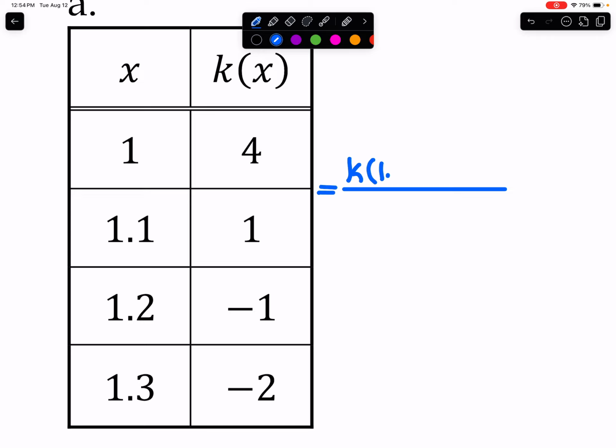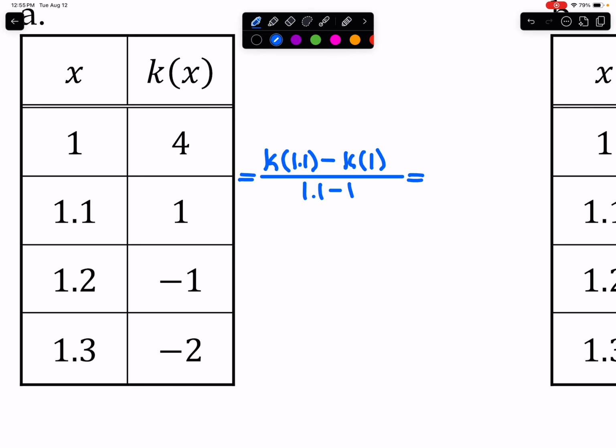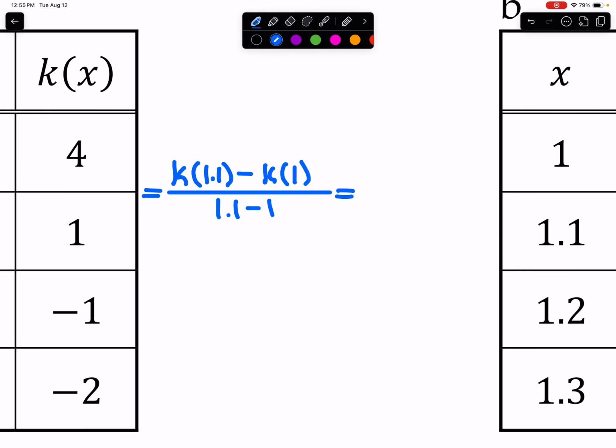So we're going to do k of 1.1 minus k of 1, and that's going to be over 1.1 minus 1. So that's going to be 1 minus 4 over 1.1 minus 1, which is going to give you negative 30.